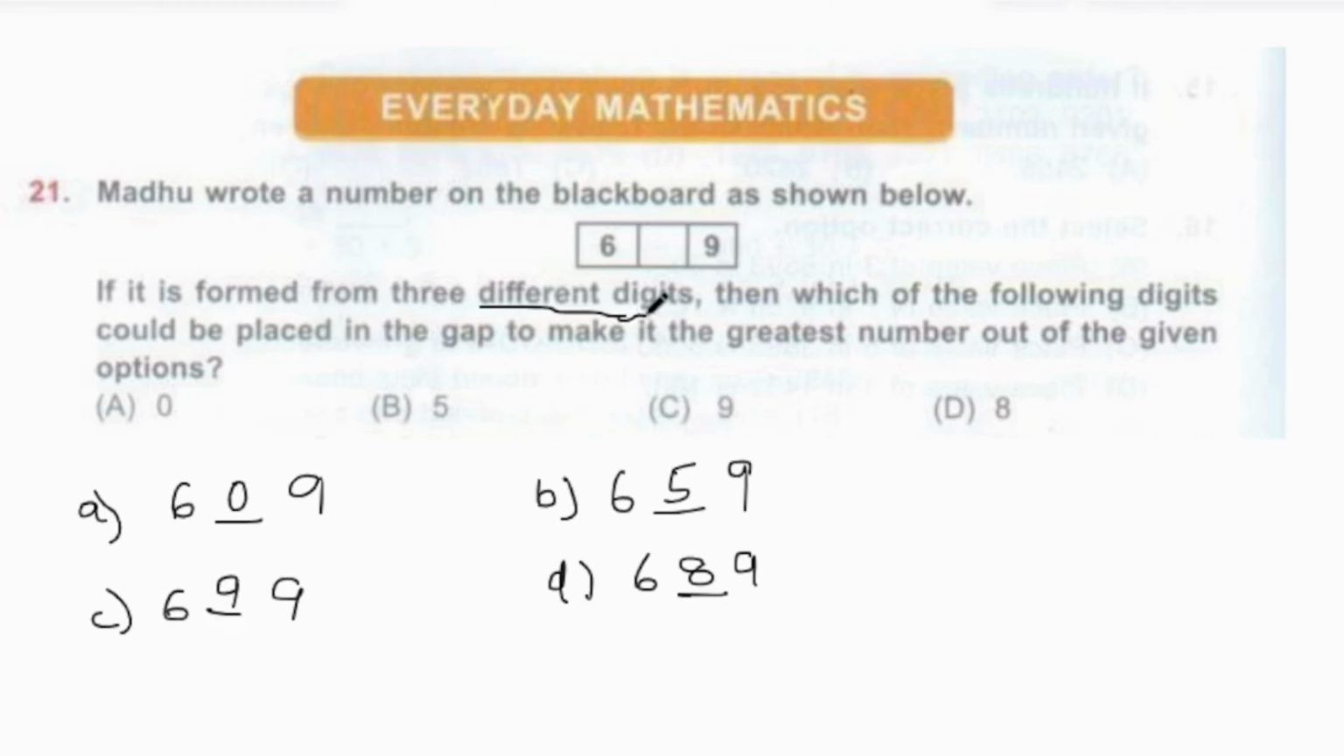So since the digits have to be different, here you have 9 repeating twice. So we have to look for the next largest digit, which is 689, which is our option D, and 8 is the correct answer.